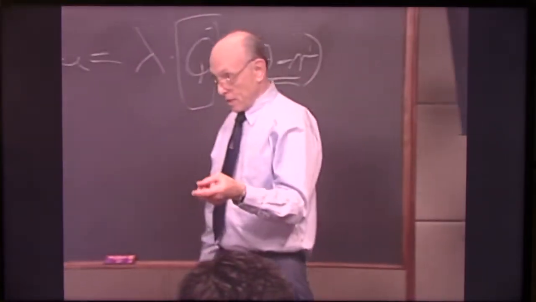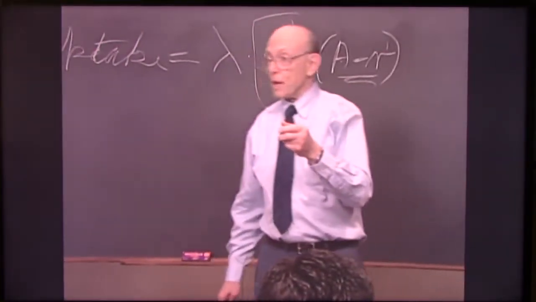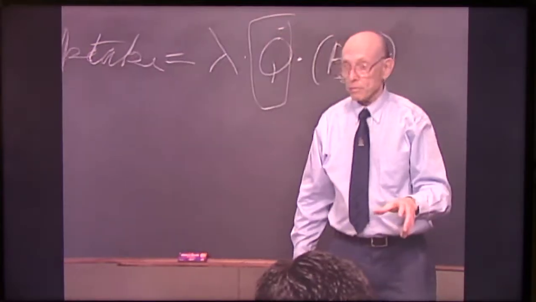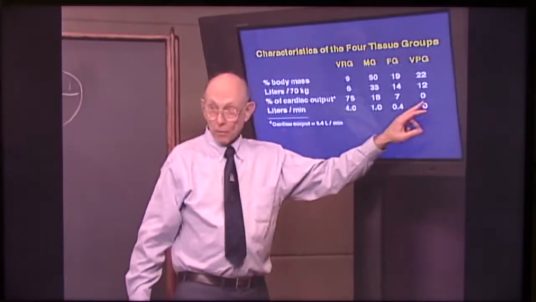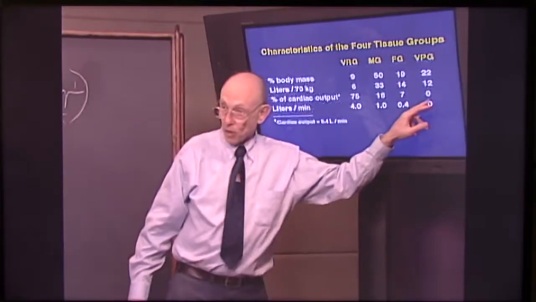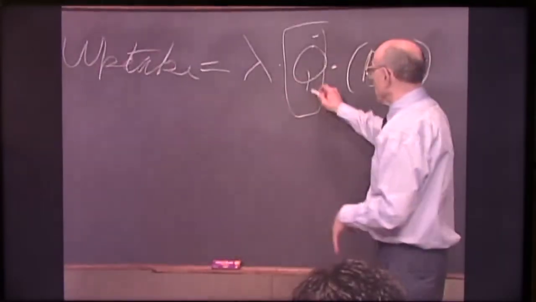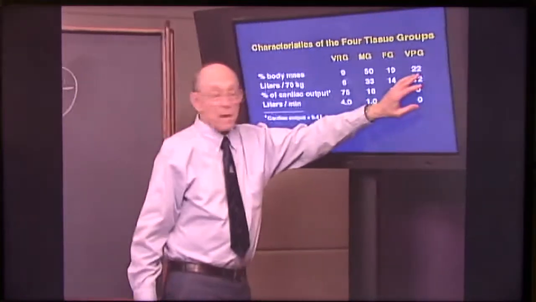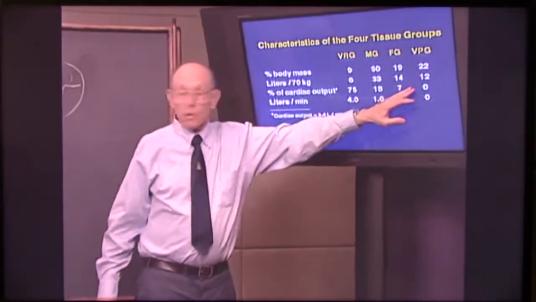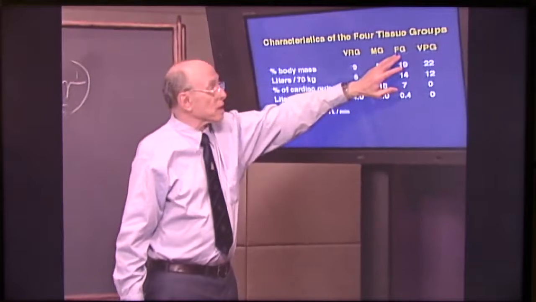Bones, ligaments, tendons, cartilage, those tissues of the body which are poorly perfused. In fact, their perfusion is essentially zero. If their perfusion is essentially zero, how much uptake can they command? Zero, right. No flow, no uptake. So even though they make up nearly a quarter of the body mass, they don't contribute to the process. And the only tissue groups we need to consider are the fat group, the muscle group, and the vessel-rich group.